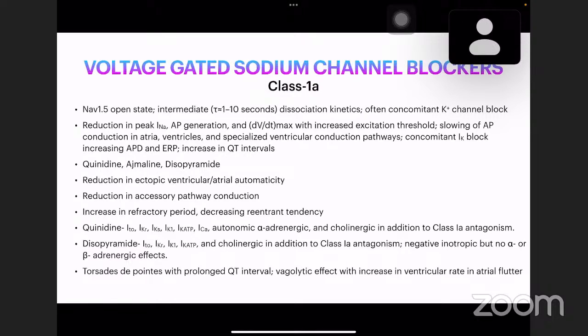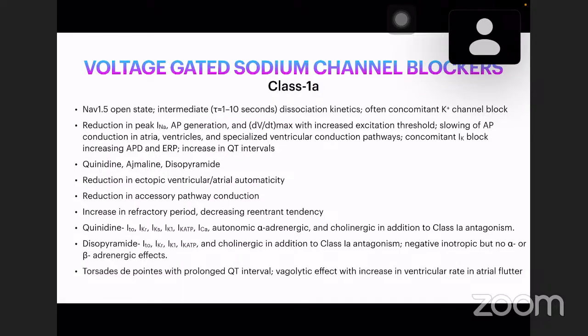Coming to class 1A. Class 1A, as we know from the old classification, are sodium channel blockers only. These sodium channels are the NaV 1.5 channels. They act in the open state. They are moderately acting, with intermediate dissociation kinetics, and the time constant is only 1 to 10 seconds.